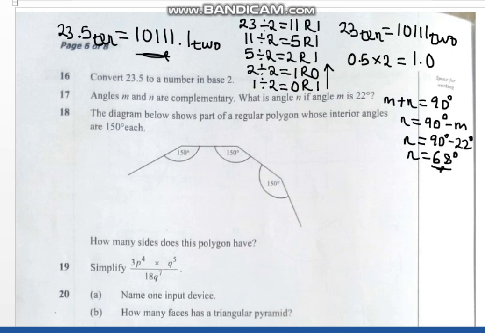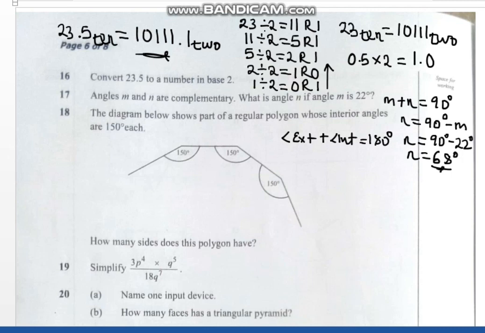Question 18 reads, the diagram below shows part of a regular polygon whose interior angles are 150 degrees each. So that's the diagram. How many sides does this polygon have? For this question, since we've been given the interior angle, what we can do here is get an exterior angle. What is the size of each exterior angle? The simple formula is exterior angle plus interior angle gives 180 degrees. So the two add up to 180.